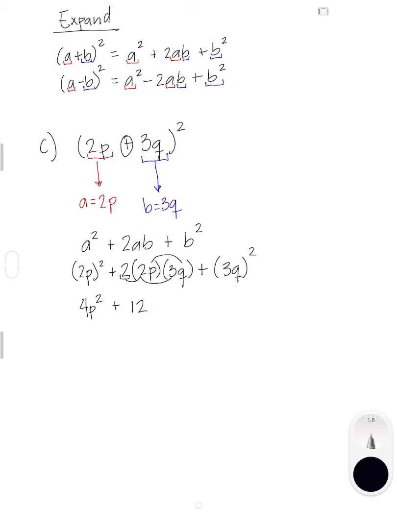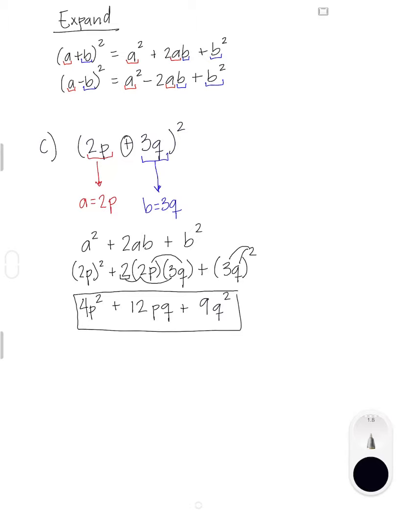So 12, and then the p and the q, so that will be 12pq. For a moment I thought that q was a p, but they're not the same variable, so we just bring down pq. And then plus 3 squared and then q squared, which is 9q squared. And nothing can be added or combined because they're all different terms, so this is our solution.